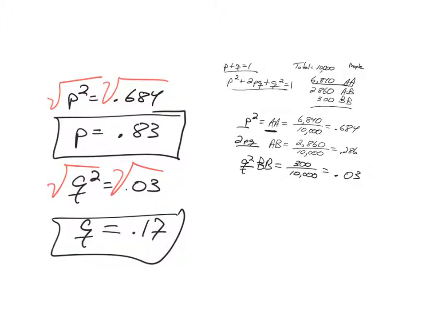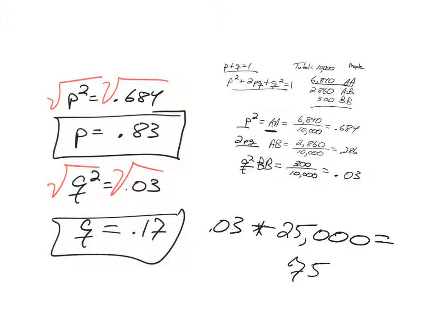Next, if the next generation contained 25,000 individuals, how many would have the blood type BB, assuming the population is in Hardy-Weinberg, which means the frequencies don't change, right? BB's frequency was 0.03. So you'd take 25,000 individuals and multiply it times 0.03, and that gives you how many have big B. 0.03 times 25,000 is 750 individuals with that genotype.